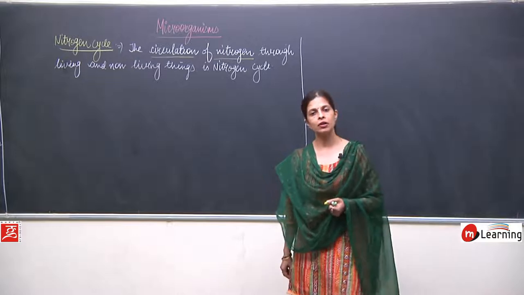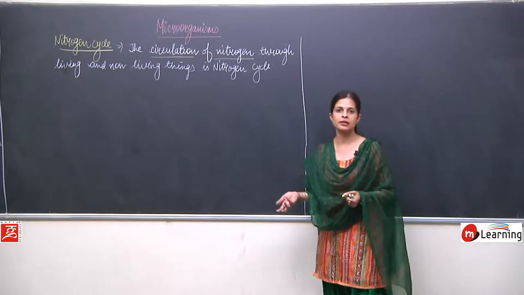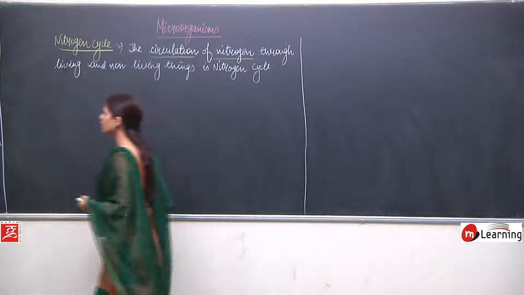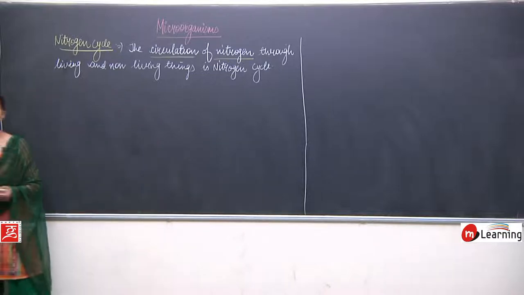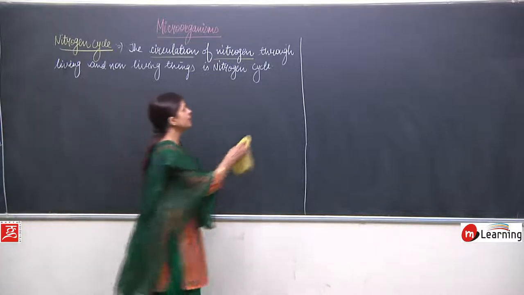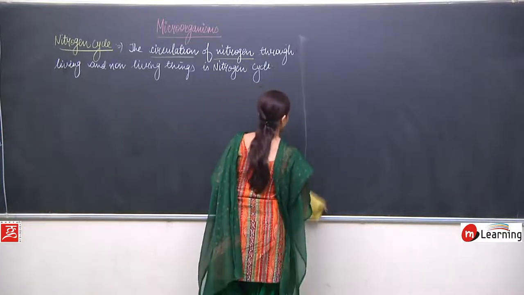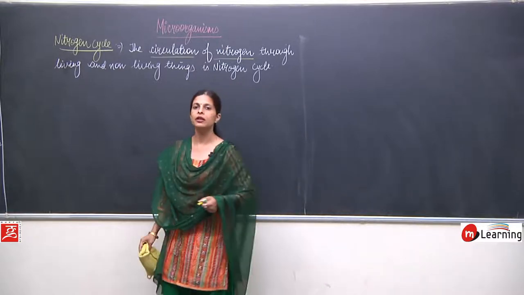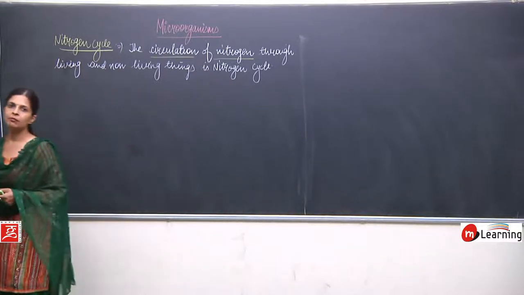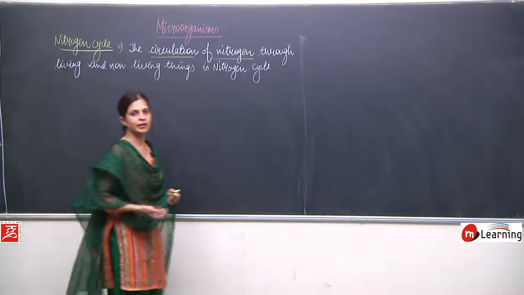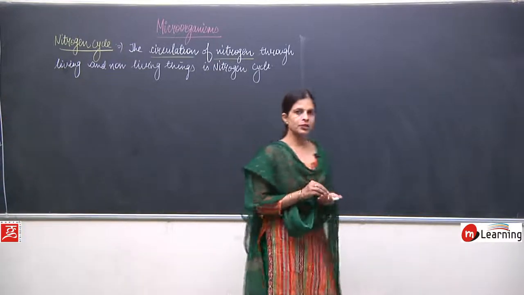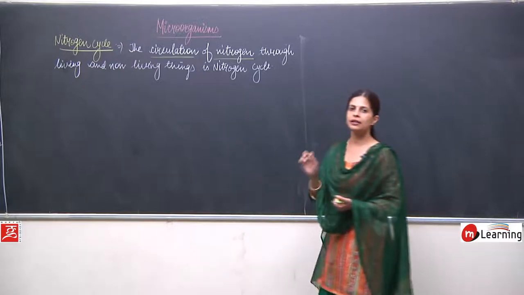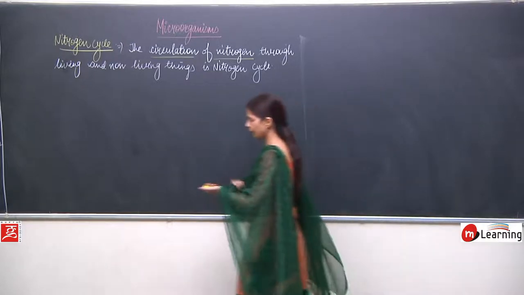So now we will talk about how the circulation takes place. How does nitrogen come into a living organism, how is it utilized by the living organism, and then how does it become a part of the atmosphere, and how again from the atmosphere is it utilized by the living things. First of all, I have rubbed this so that we can draw the cycle properly.